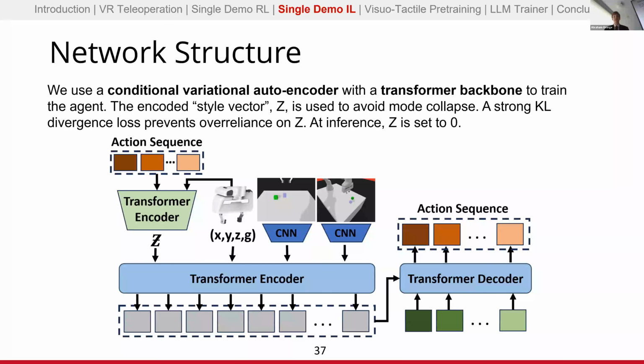Using that method, we generated data that we use to train an ACT-style network. This is a conditional variational autoencoder with a transformer backbone. It trains the agent using a style vector, z, shown here, that helps avoid mode collapse. Essentially, the agent gets to cheat during training time. It has access to the actions it's trying to predict.